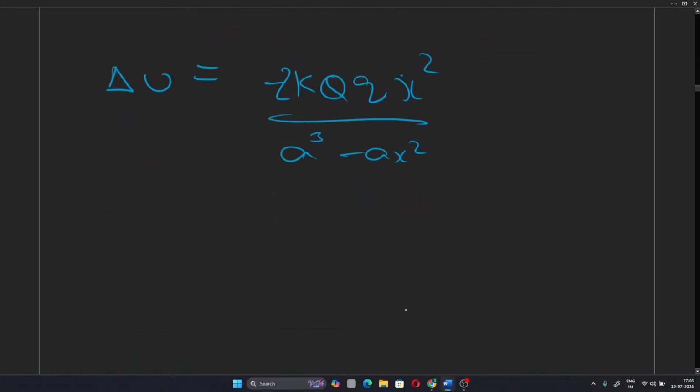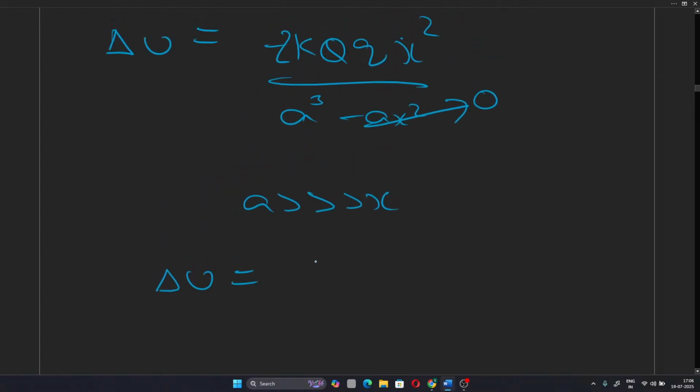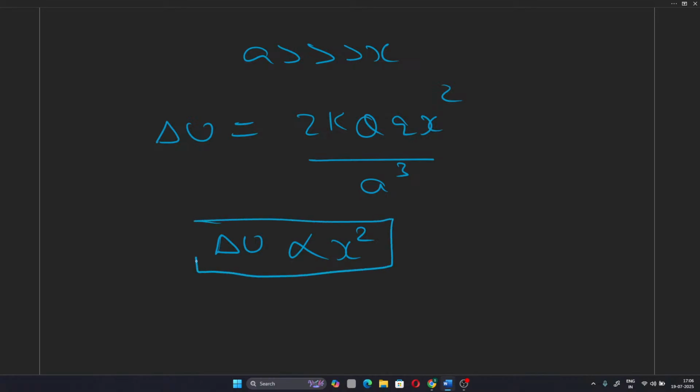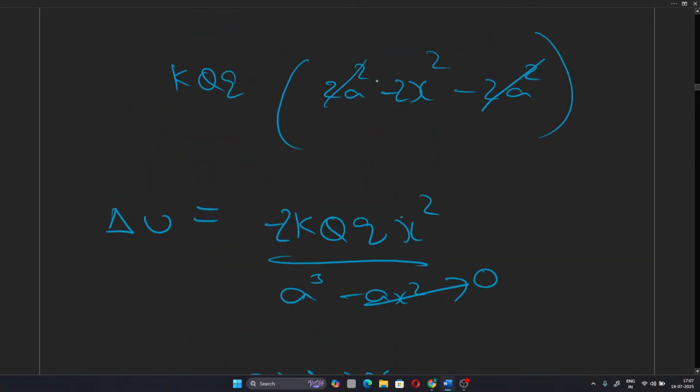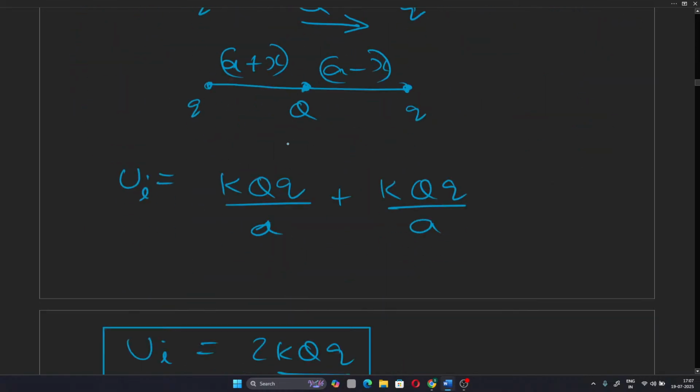Since we know that it was a small displacement, a is much greater than x. Now we neglect x, 0. And now if we see, the final potential energy formula is 2kqqx square by a cube. Here if we see, change in potential energy is directly proportional to x square. So the final answer, option B is the correct answer.